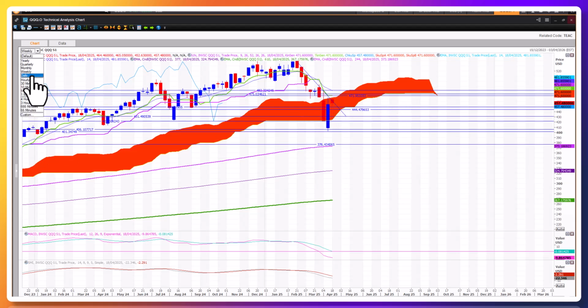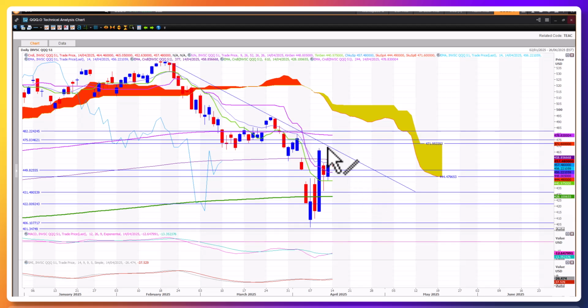But back to the daily. Watch out for a trend line breakout here, and watch out for resistance to come back in at this 471, as well as this 478 exponential moving average.